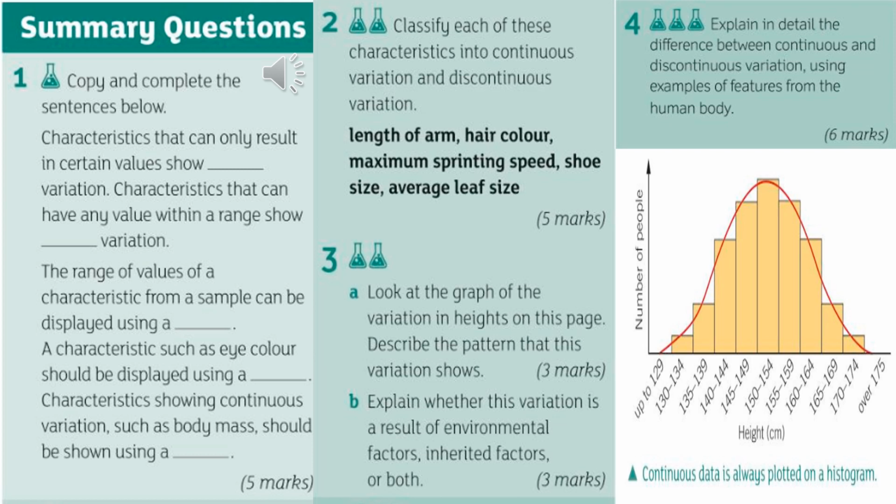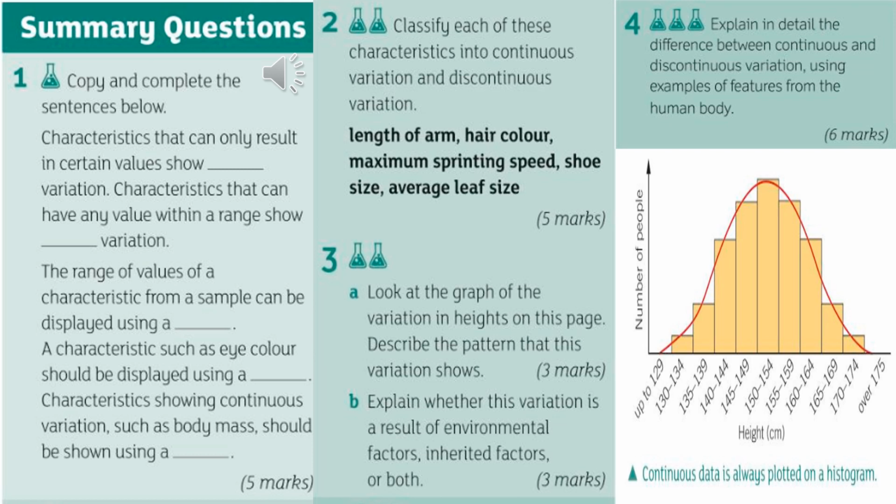Okay, so now we understand a little bit about variation, and we've identified the difference between discontinuous variation and continuous variation. Now we need to think about how we could summarise that information. So here are 4 questions for you. Copy and complete the sentence. Characteristics that can only result in a certain value show variation.